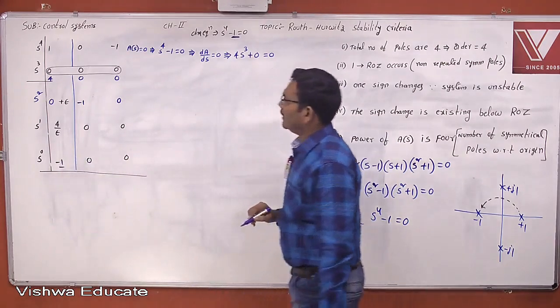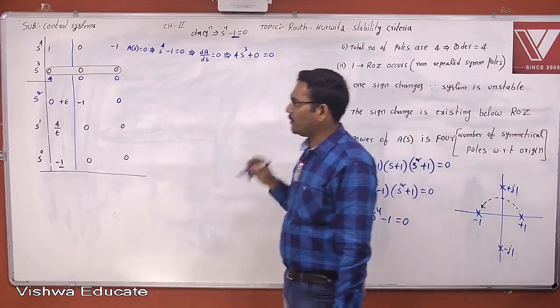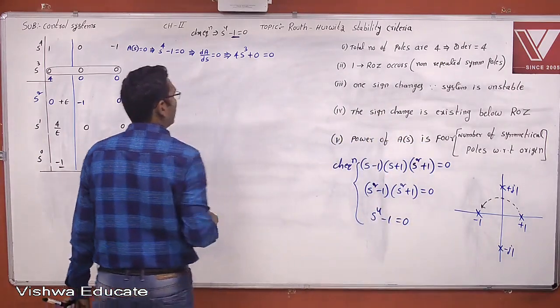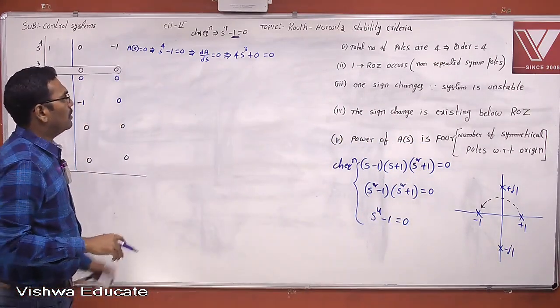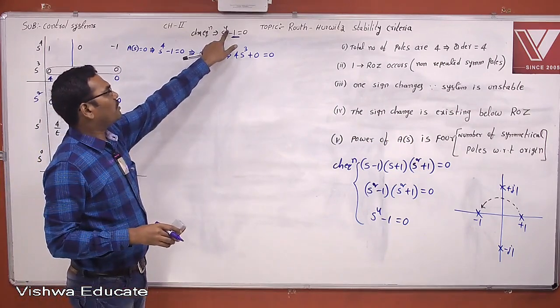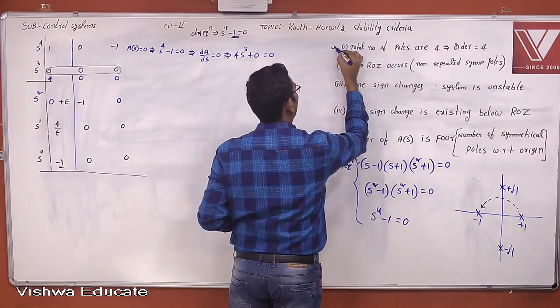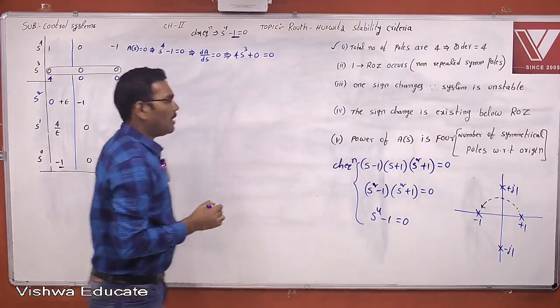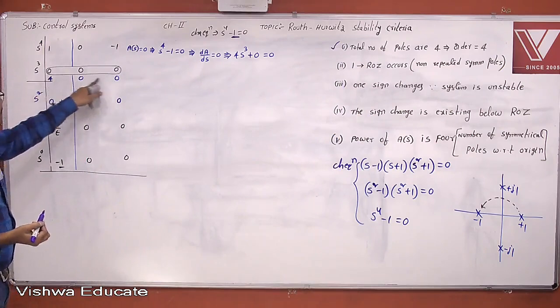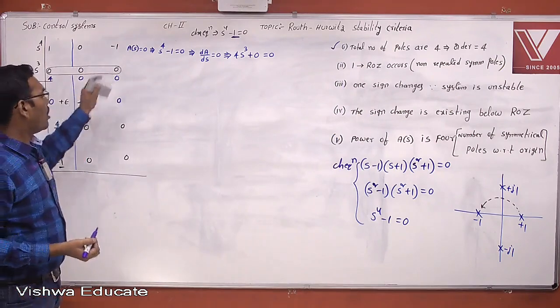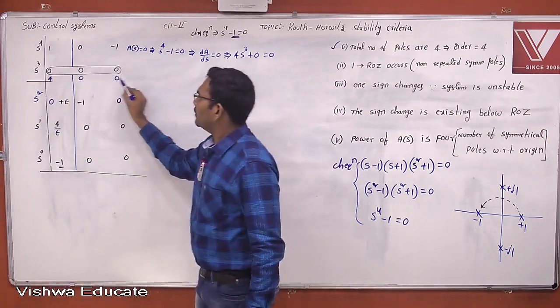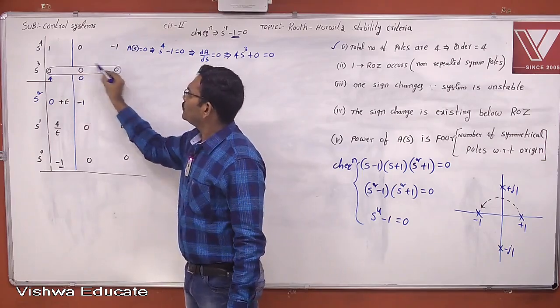Okay, right. Now we'll check one by one whether all your doubts are correct or not. The characteristic equation power is 4. Therefore the total number of poles are 4. This is okay. Now see, how many times does the row of zeros occur, students? Only one time the row of zeros occurs.